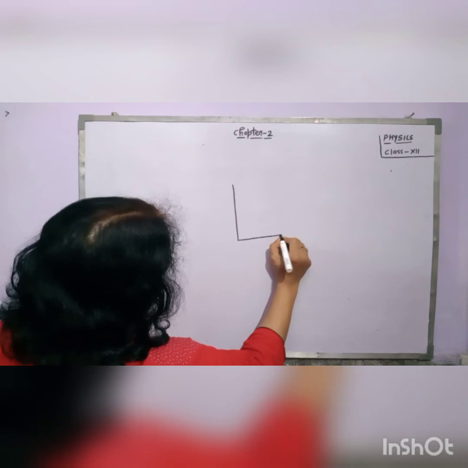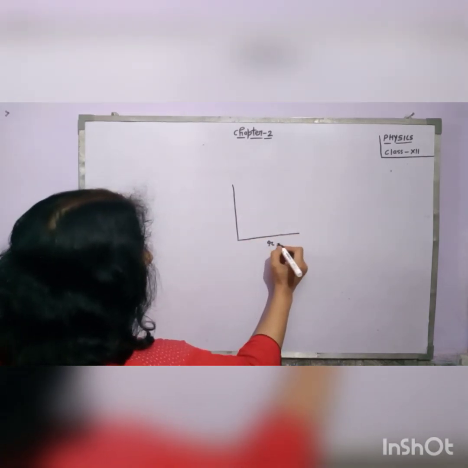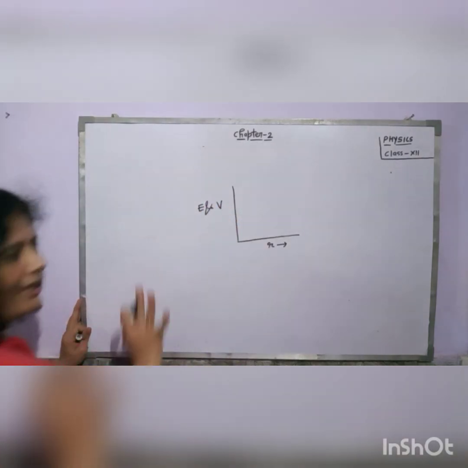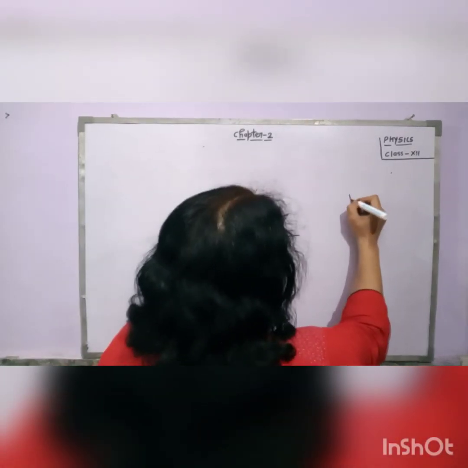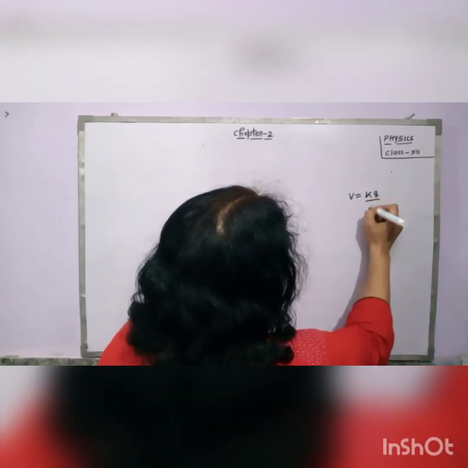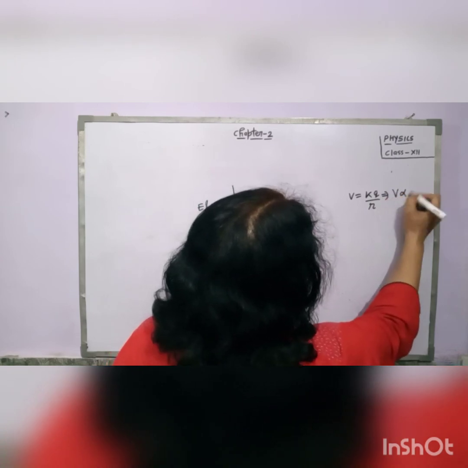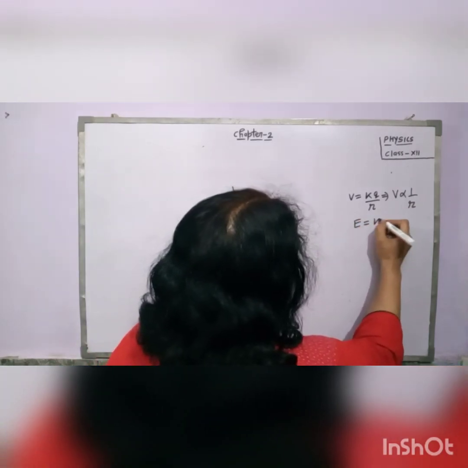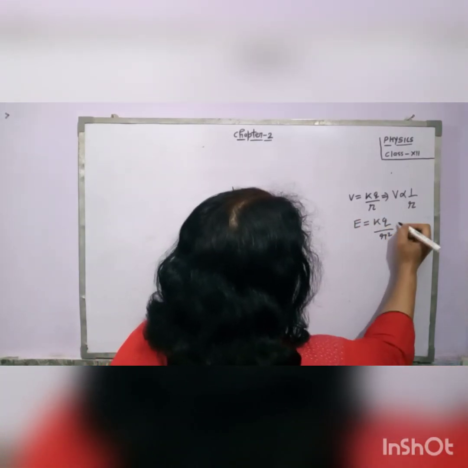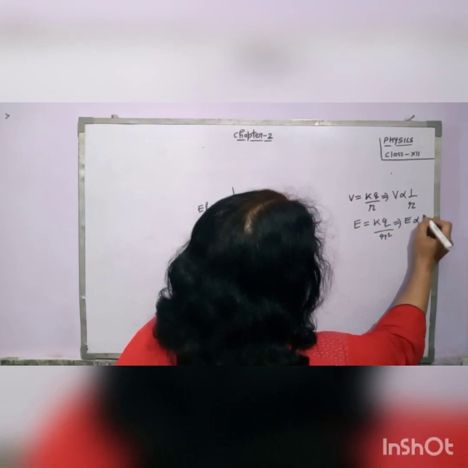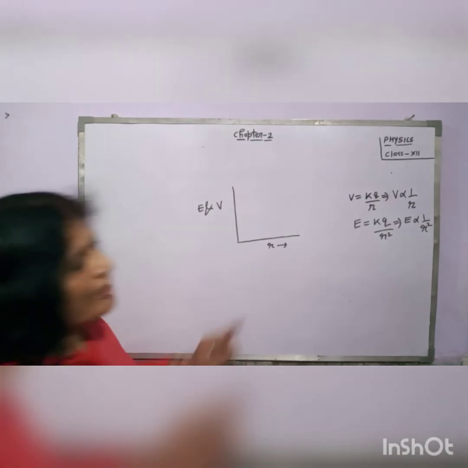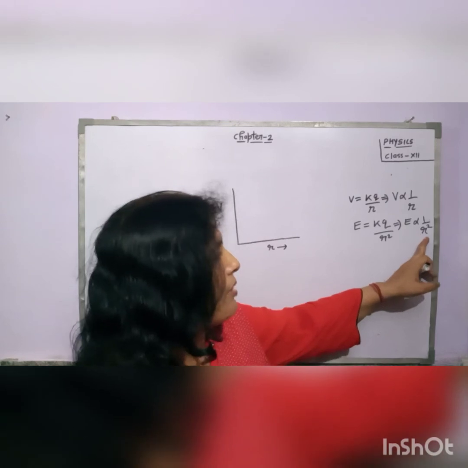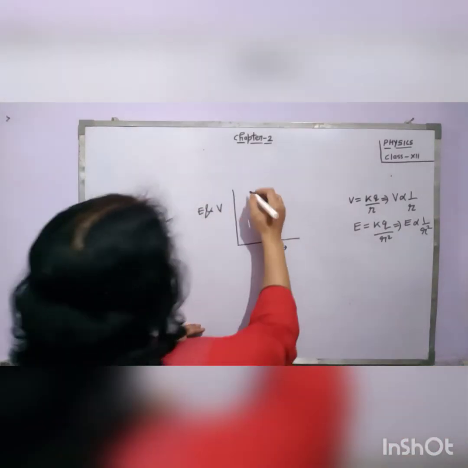This is your x-axis and this is your y-axis. Here we have taken r. Here electric field and electric potential both are taken along the y-axis. Now you know V is equal to kq upon r. This implies that V is inversely proportional to r. And what about E? E is equal to kq upon r square, same charge. This implies that E is inversely proportional to r square. Here V is inversely proportional to r, whereas E is inversely proportional to r square. On the same graph paper we can draw it.